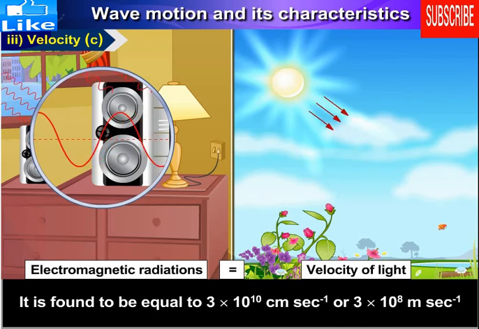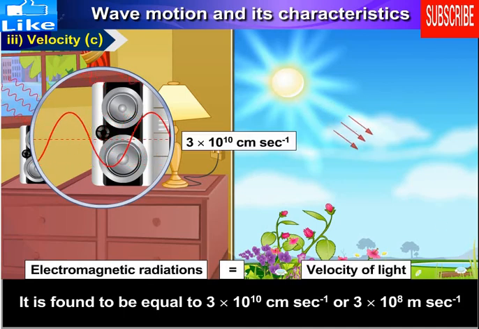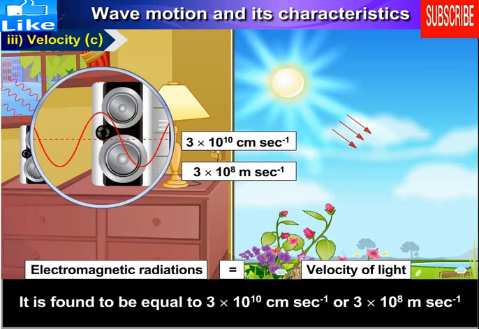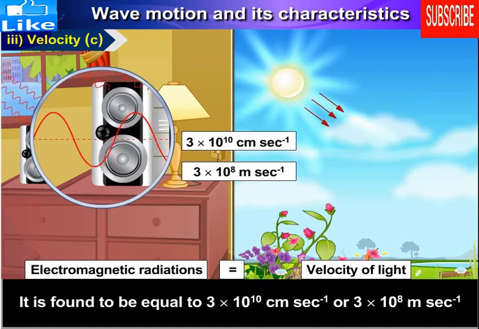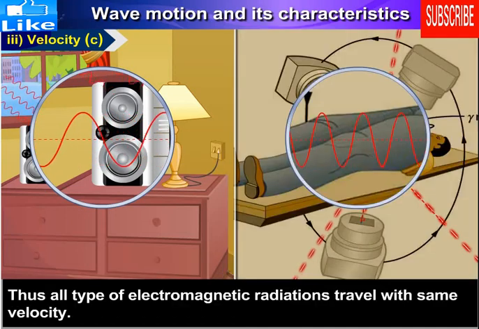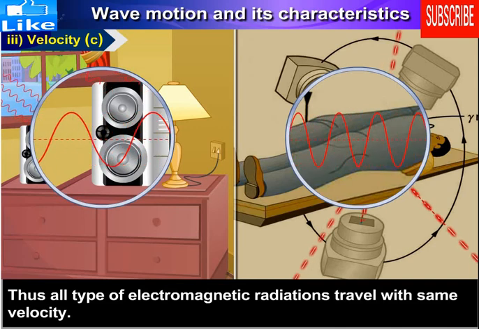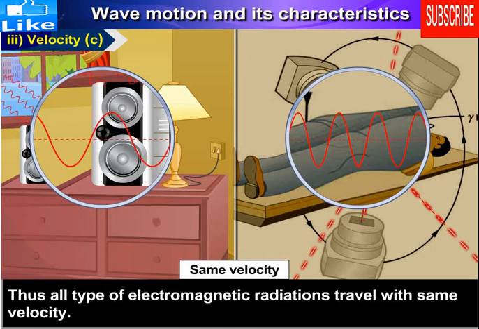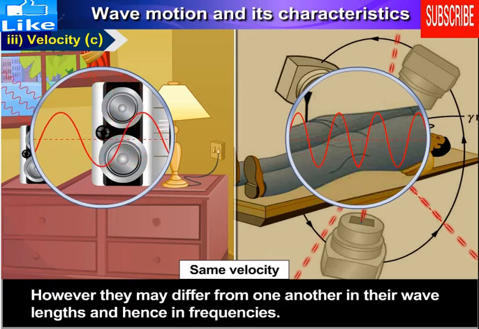It is found to be equal to 3 × 10^10 centimeters per second, or 3 × 10^8 meters per second. Thus, all types of electromagnetic radiations travel with the same velocity. However, they may differ from one another in their wavelengths, and hence in frequencies.